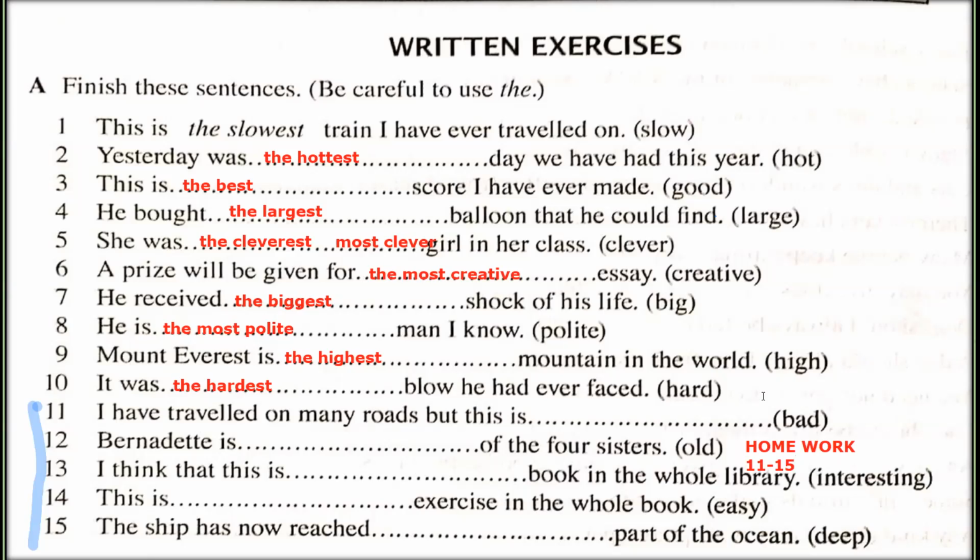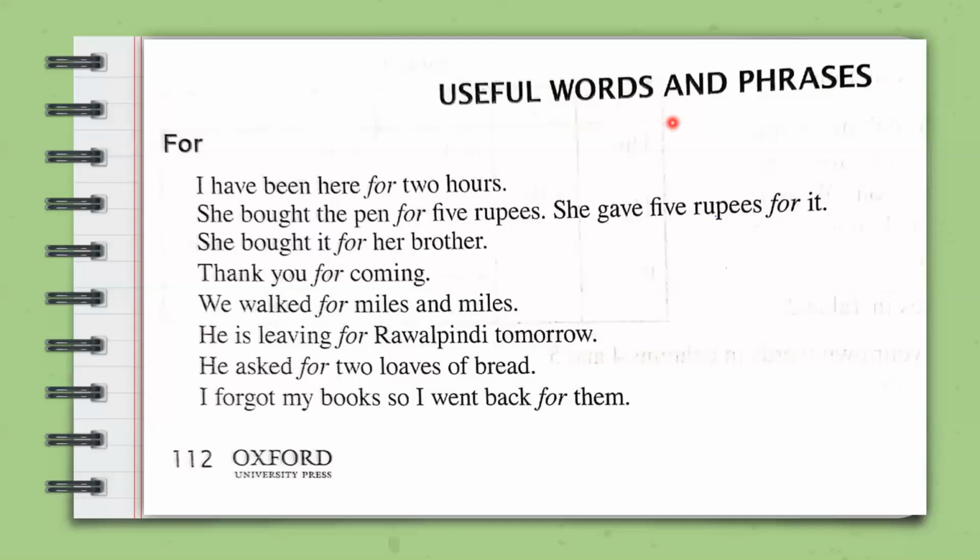Great. So now, dear students, we have another exercise, useful words and phrases. Let's complete that exercise. Yes, dear students, we are here on useful words and phrases. Now the word for is given. The word for is used in several sentences in different ways, and when it is used in different sentences, it gives different meanings. Have a look at how it is used and where it is used. Number 1, I have been here for 2 hours. Number 2, she bought the pen for 5 rupees.